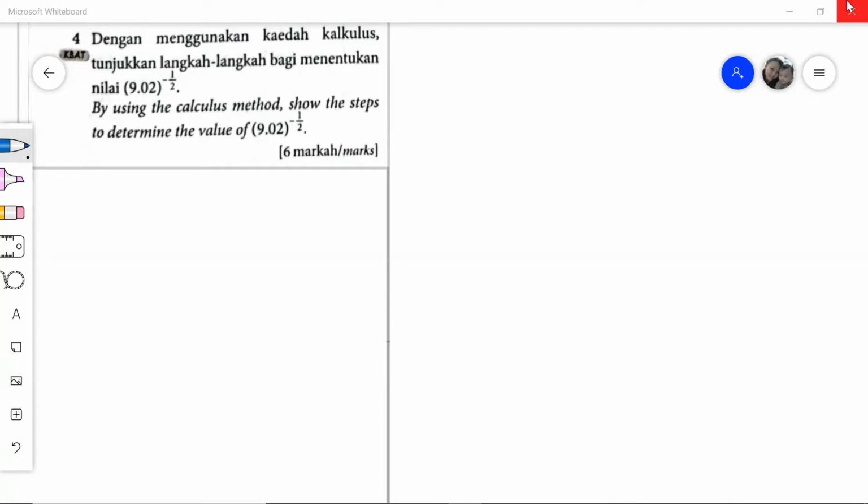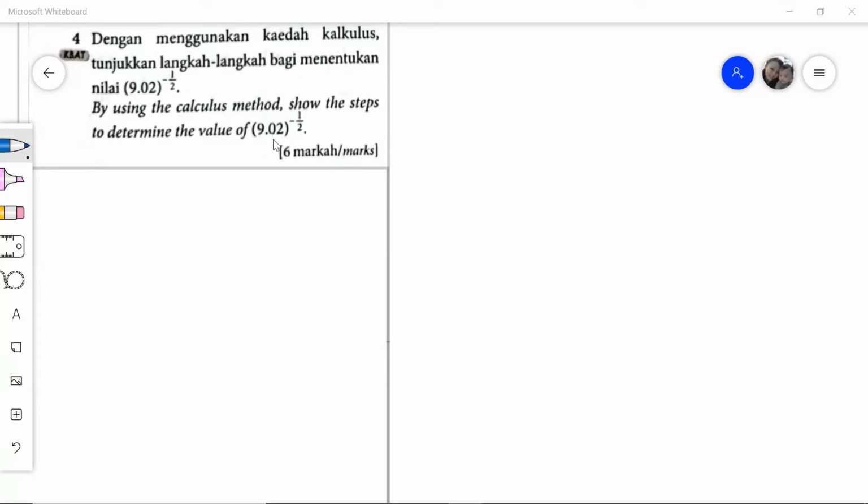By using the calculus method, we have to show the steps to determine the value of 9.02 raised to the power of negative half. So we look at the number that is a decimal number. We have to link it with the application of differentiation under the approximation. We just need to approximate the value.